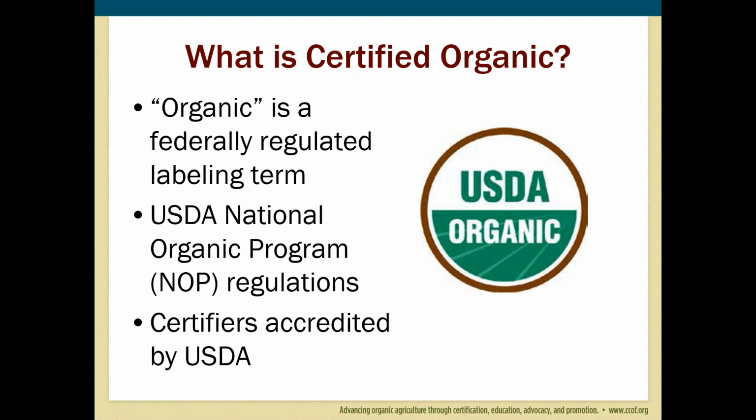All right, so what is certified organic? So first of all, organic is a federally regulated labeling term. It differs from more broad terms like natural in that a certified organic claim has third-party verification from a certifier. And the process of certification ensures that everything that's labeled as organic meets the USDA National Organic Program regulations. So the acronym there is NOP, National Organic Program. You'll hear me saying that a whole bunch more throughout the presentation.